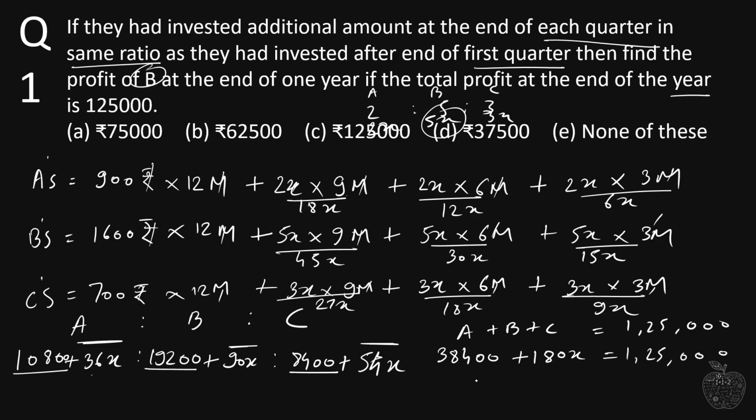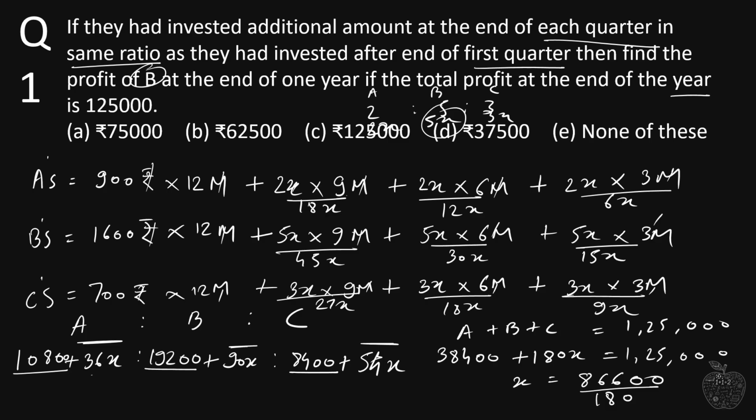So we are left with 180x equals 1,25,000 minus this 38,400, which will give me 86,600. Now this 180x will get divided, so x will be 86,600 divided by 180. So we have got the value of x here.